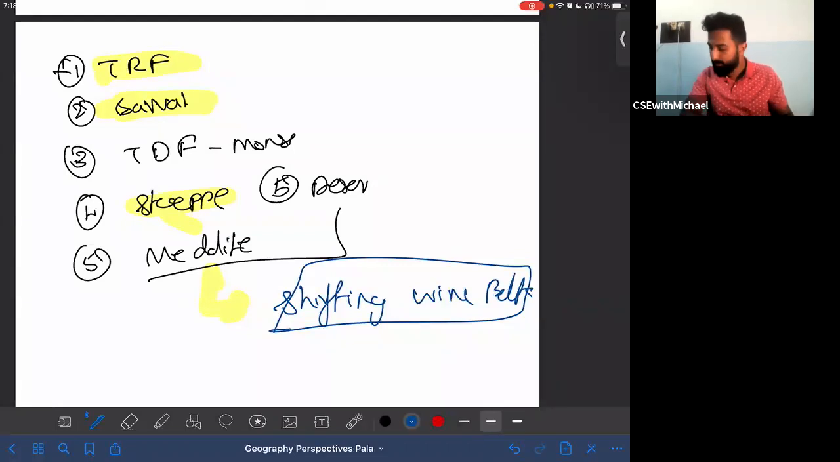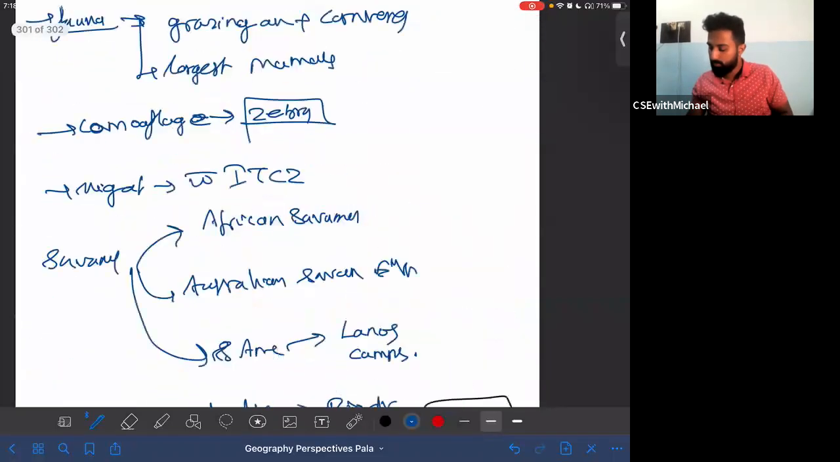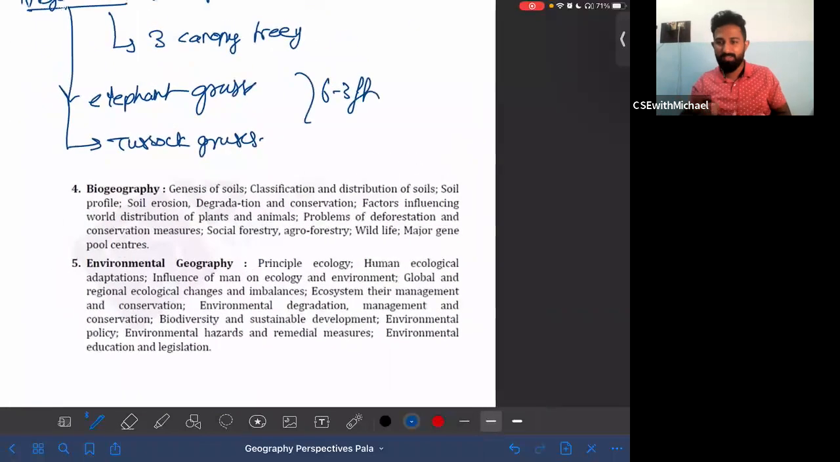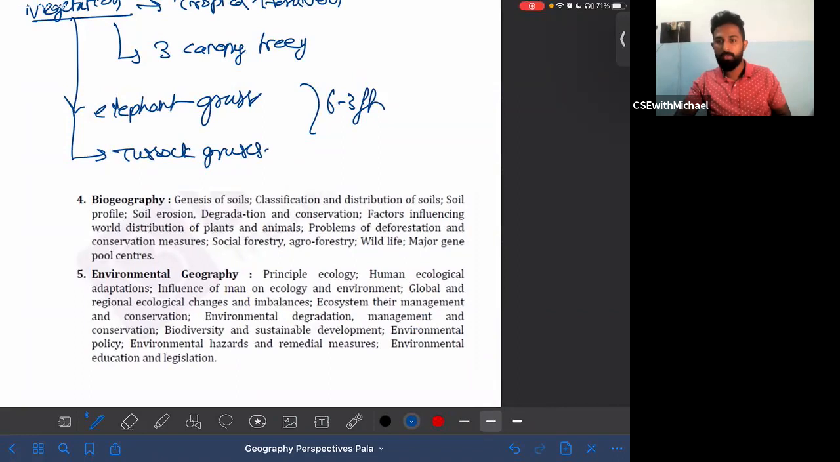So I think we have covered biogeography. Soil has been covered. I think soil erosion and degradation will always be taken up anyhow in contemporary geography. Right. So animal factors, we have seen that problems of deforestation and conservation measures we will be seeing. We'll be seeing that gene pool centers have been covered.